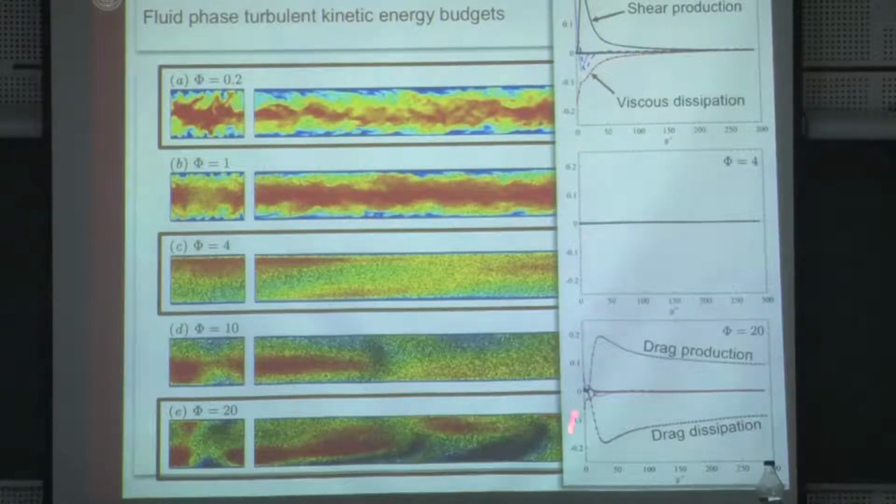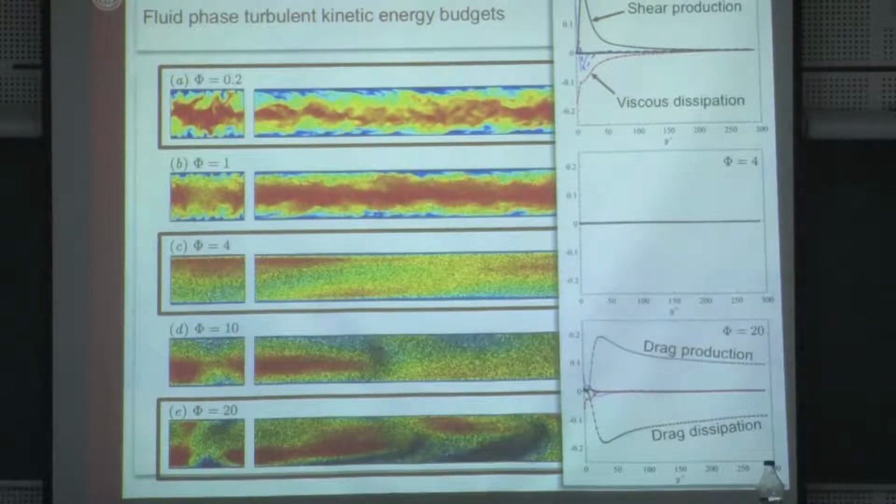We're plotting all this on the same scales. This case here corresponds to this 0.2 case. This is almost a single phase case. Down there it's 20, and this is in between. First of all, we're not going to discuss that in detail, but essentially we expect the mean shear production to be the main source of turbulence. This is what we see. And this is balanced essentially by viscous dissipation. That's what we would expect from Steve Pope's textbook on turbulent flows, or any other place.